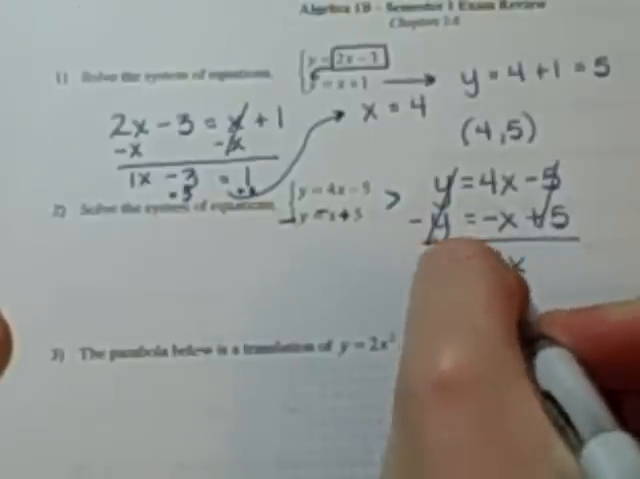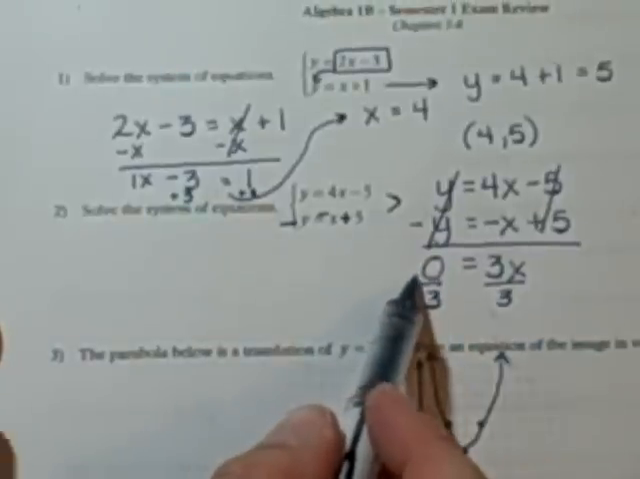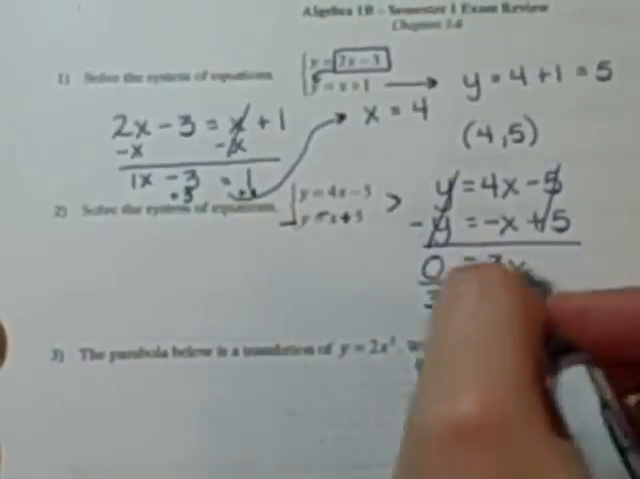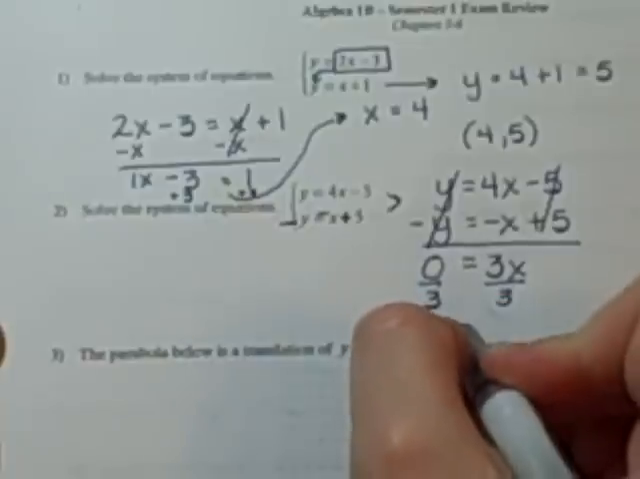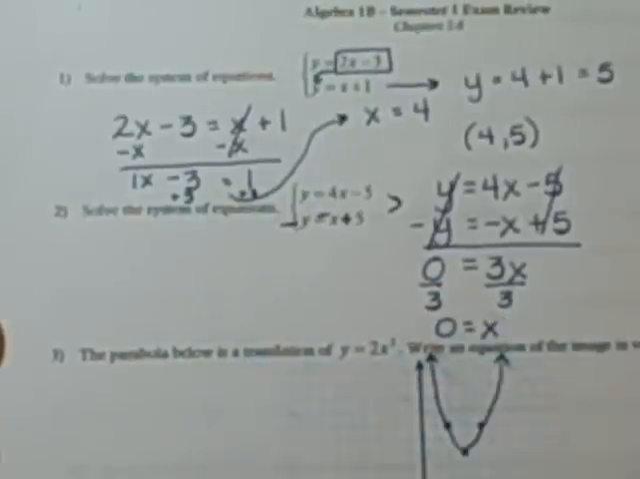Okay, now I'm going to divide both sides by 3. Don't let that 0 freak you out, by the way. That's okay that that's a 0 there. Still divide by 3 like you normally would. 0 divided by 3 is just 0, so I end up with 0 equals x.